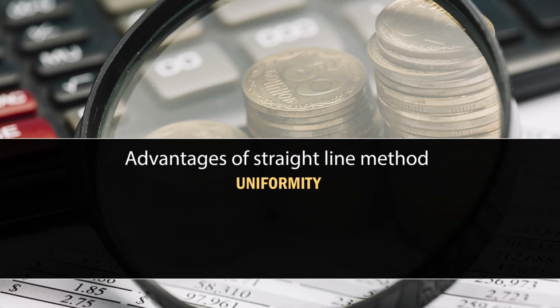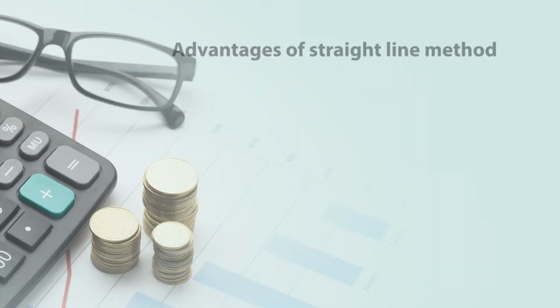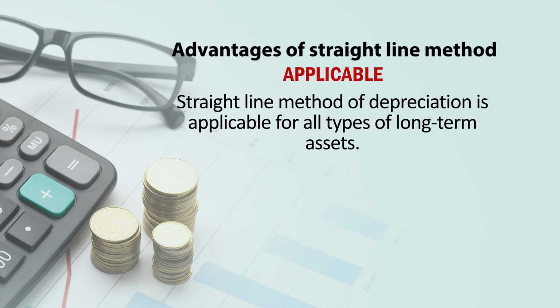Then uniformity. The another important aspect with this method is that the amount of depreciation remains the same over the expected useful life of the assets. So, when there is uniformity in the amount of depreciation, the financial statements can easily be compared from one period to another. Then applicable. The straight line method of depreciation is applicable for all types of long term assets. So, for all types of long term assets, this method is most suitable.